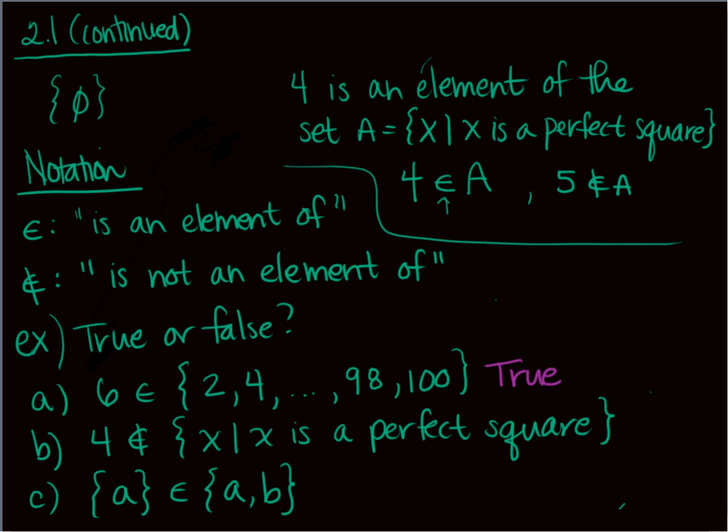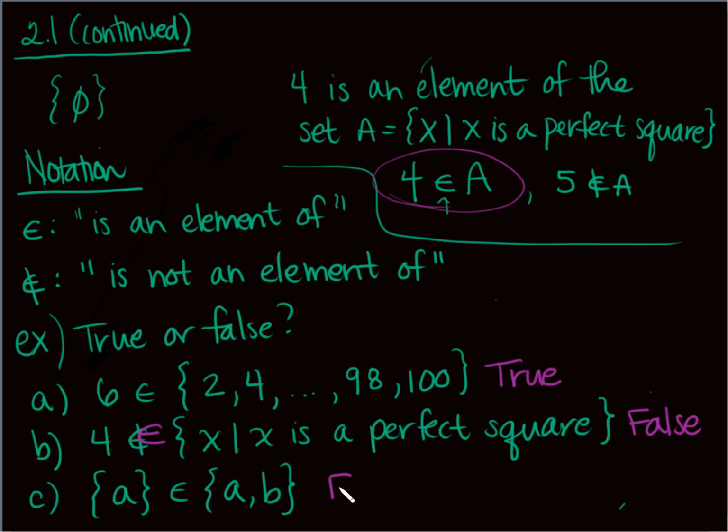Part B is kind of interesting. It says 4 is not an element of the set of all perfect squares. We know that must be false because we showed up here that 4 is a perfect square, right? So this statement is false. How could I make it true? I would have to have "an element of," not "not an element of."